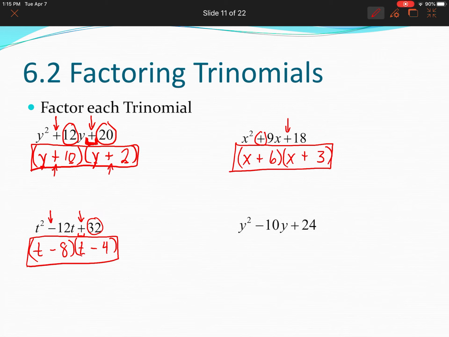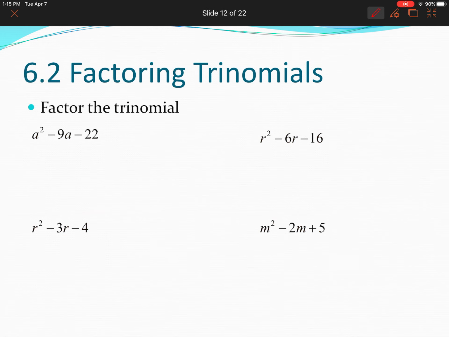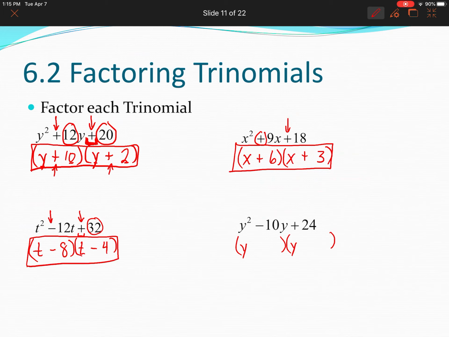Alright, so on this one, if we continue, again, there's not a greatest common factor. And so we're going to make our 2 parentheses and put our y in as the first term. And now we're looking for 2 numbers that multiply to give 24 that will add to give 10. And some of you are saying 6 and 4. Some of you are saying 12 and 2. So the question becomes, well, which one's right? Well, because this last sign is positive, it tells us the numbers need to multiply to give 24 and add to give 10. Well, 12 and 2 subtract to give 10. 6 and 4 add to give 10. And so it has to be 6 and 4.